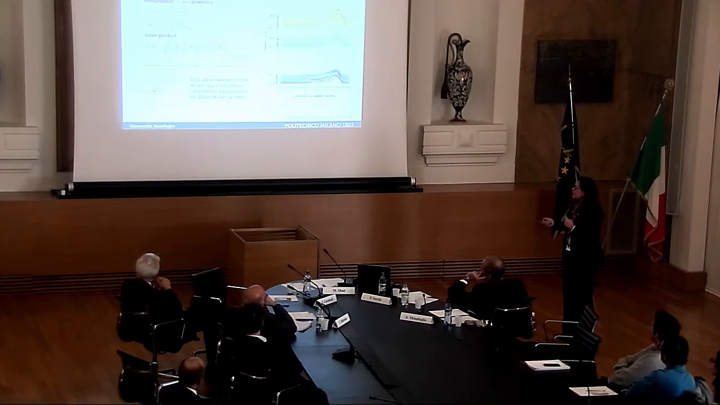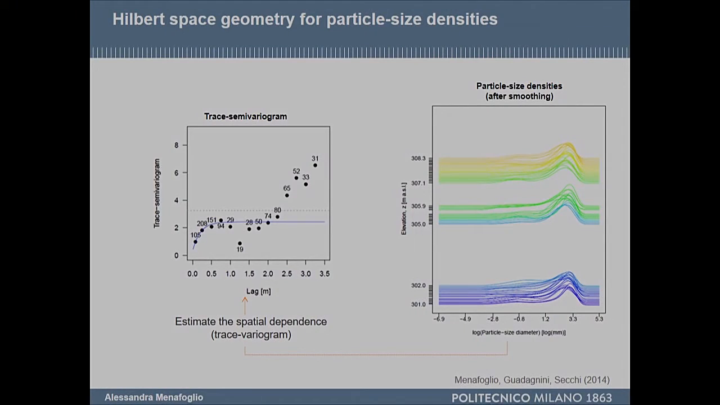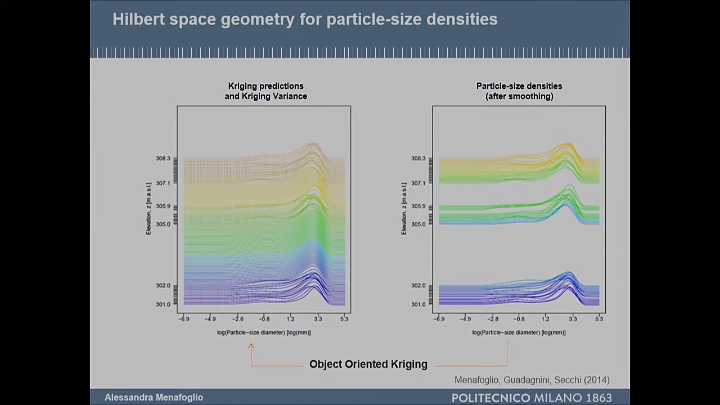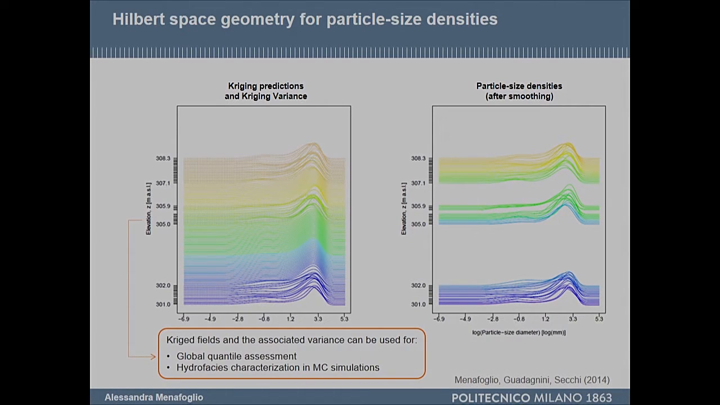And once we have this kind of embedding, we are able to estimate the structural spatial dependence, so to estimate this curve, which is the variogram, that describes how data at different lags are correlated. And on this basis, we are able to make predictions at the unsampled locations. These predictions are useful in field studies.